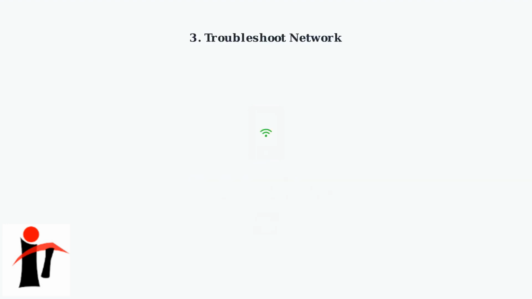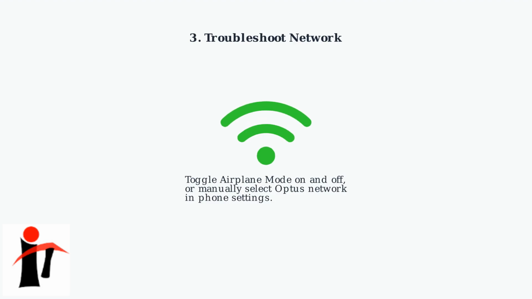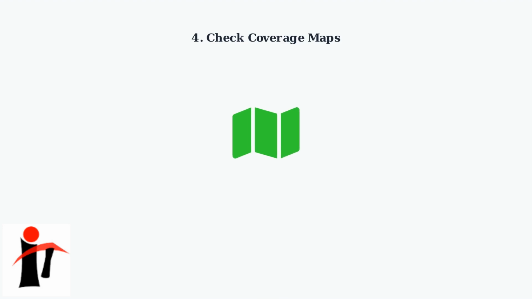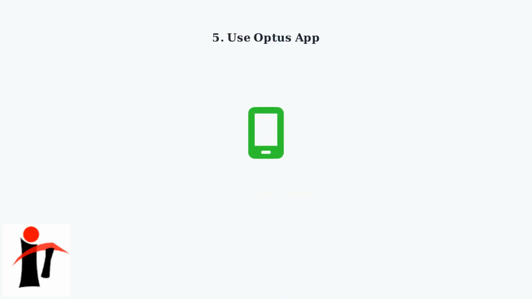If that fails, troubleshoot network connectivity by toggling airplane mode on and off, or manually selecting the Optus network in your phone's settings. Check the Optus website for coverage maps in your area. You can also use the Optus app, which now includes a self-service troubleshooting portal for real-time diagnostics of SIM issues.